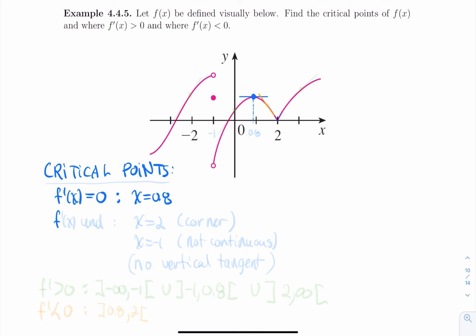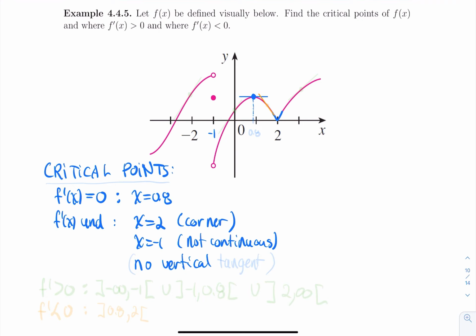Now if we look at where f prime is undefined, let's find a corner. There's a corner here at x equals 2. And the function is not continuous at -1. So maybe I'll write that down so that you can study it. x equals 2 is a corner. x equals -1, the function is not continuous there. So f prime does not exist, or it's undefined, and so it's a critical point too. And there's no vertical tangent for that example, sadly.